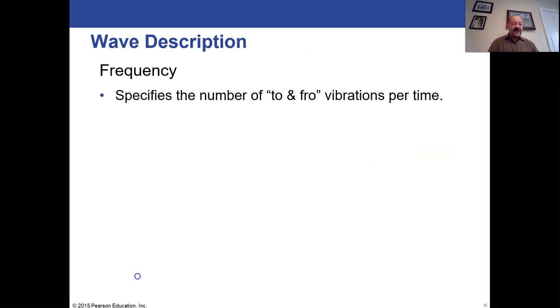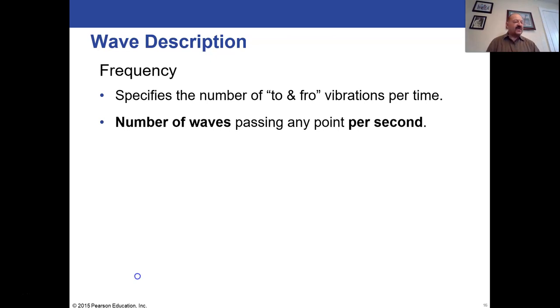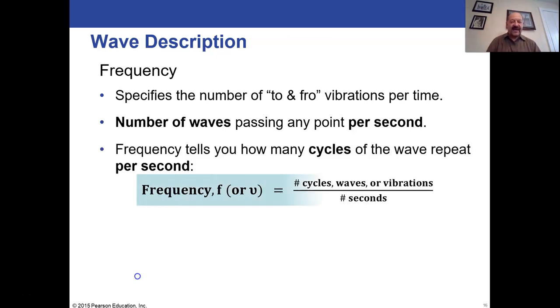All right. So frequency is how many to and fro vibrations, how many cycles, how many wiggles happen per certain time. And usually that time is per second. So it's the number of waves per second, the number of vibrations per second, the number of wiggles per second, the number of cycles per second, however you want to say it. It's the number of whole waveforms in a second. That is the frequency. And you would calculate that by dividing the number of waves or cycles or swings of a pendulum by the number of seconds, and that'll give you the number per second.